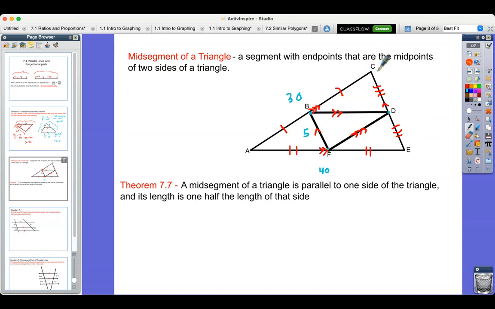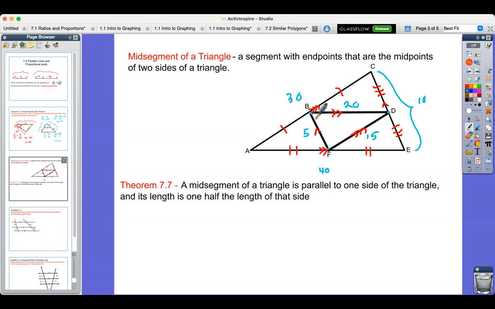So if this is 5, what's the value of CE right there? 10. Yeah, it's double that. You see the double lines right here? This is a double parallel, so these two are parallel to this side. If this whole side right here is 40, what is the value of B to D? Yeah, half of that, 20. So if this is 30, this side is parallel to it, so it's half of that, 15.